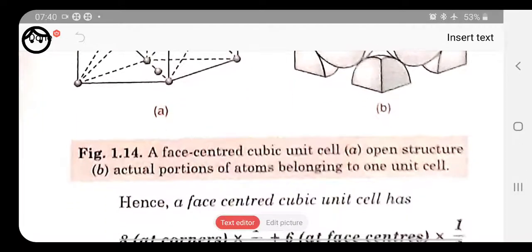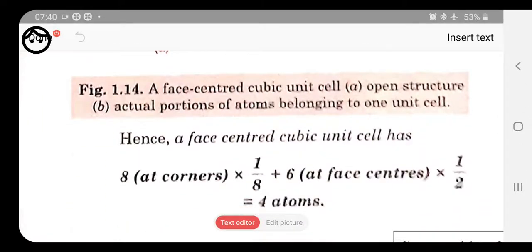So for the calculation of the face centered cubic unit cell, because of the corner, 8 constituent particles are present at the corner, and each one is going to get the 1/8 part, that is 8 into 1 upon 8. And for the face center we have 6 faces, and each unit cell is going to get the half portion of that constituent particle, because the other half is for the next unit cell. So 6 into 1 upon 2 is 3. So 1 plus 3 is equal to 4. So for the face centered unit cell the total number of atoms present is 4.